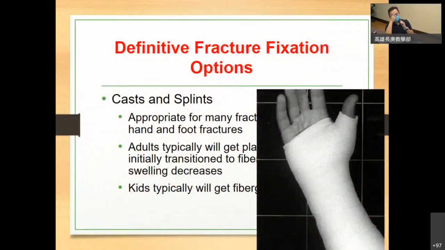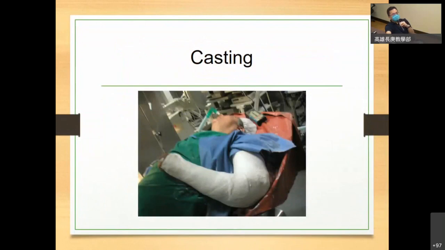Just like this, this is a cast, with fiberglass to hold the fracture site without operation. If it is a simple fracture or a non-displaced fracture, we can use this. And for a patient with an acute injury, or when it's not a good time to operate, like multiple trauma with a patient in poor consciousness and multiple organ injury with a fracture, we cannot operate immediately, so we can temporarily cast the fractured limb. That's this way.